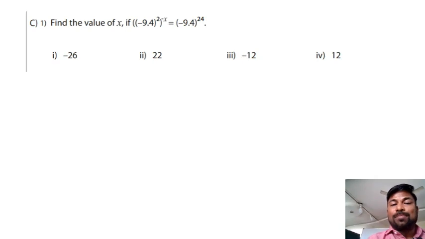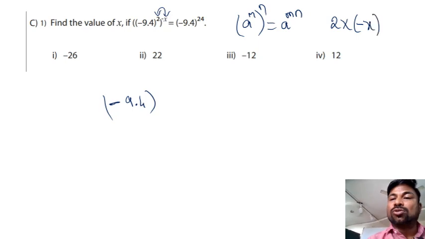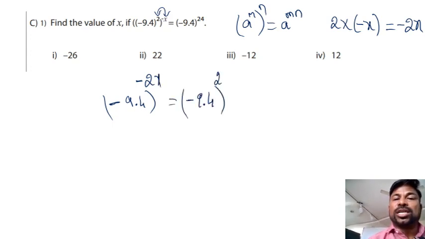Let me check it out. I'm applying the rules here. (-9.4) to the power 9.4 whole to the power 2 into -x. If you multiply these two, applying the formula a to the power m whole to the power n equals a to the power m into n, we are multiplying the powers: 2 into minus x, so we get -2x. We write the same base on top, which equals (-9.4) to the power 24. So this is what we have.